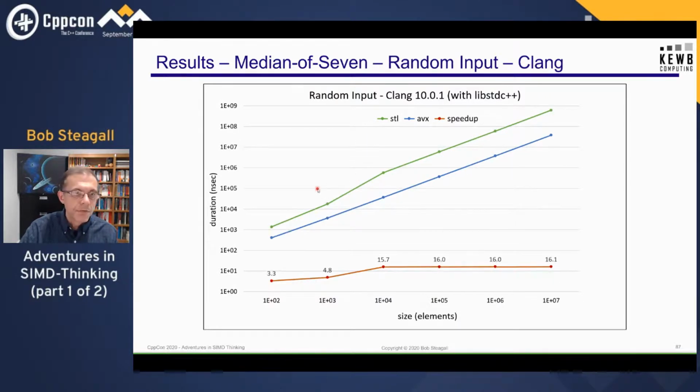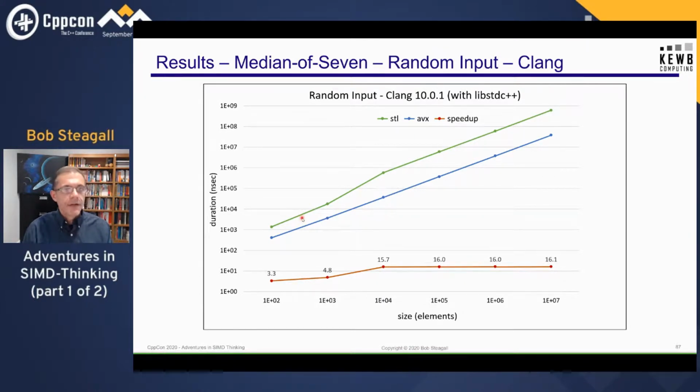For random input, the difference in performance spreads out a little bit again. It's closer for small numbers, and then it gets not quite as far apart as it was for GCC, but you can see asymptotically for 10,000 elements or more, the AVX-based sort with random data is around 16 times faster than using std sort in libstdc++.